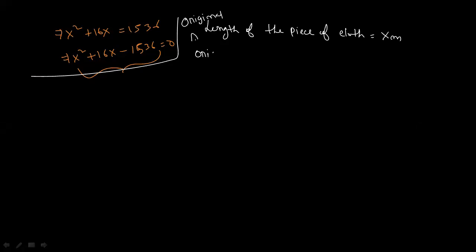original cost of cloth is rupees y per meter. What is the meaning of rupees y per meter? That means in 1 meter the cost is rupees y. Now see the question.